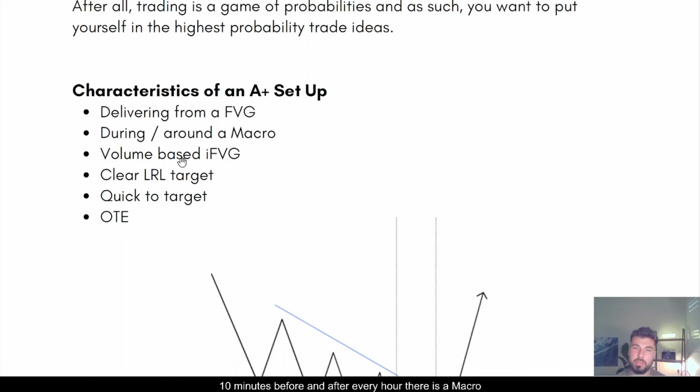Inversion fair value gaps in themselves indicate that price may want to reverse or retrace, but number 3 is not enough by itself. Number 2 is not enough by itself. Number 1 is not enough by itself. An A+ setup is all these things or multiple things coming together to phrase that high probability trade setup.